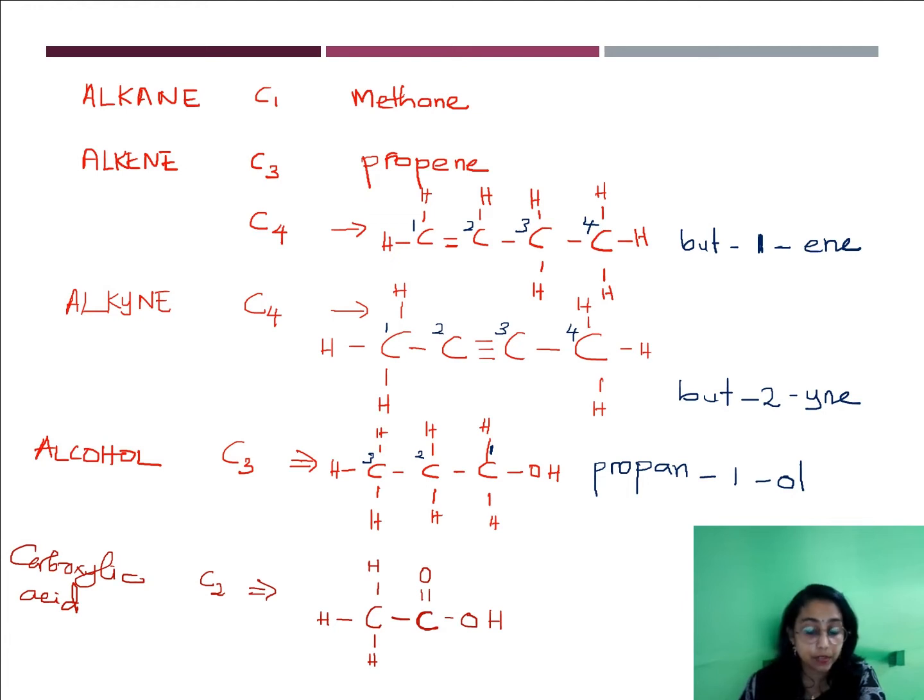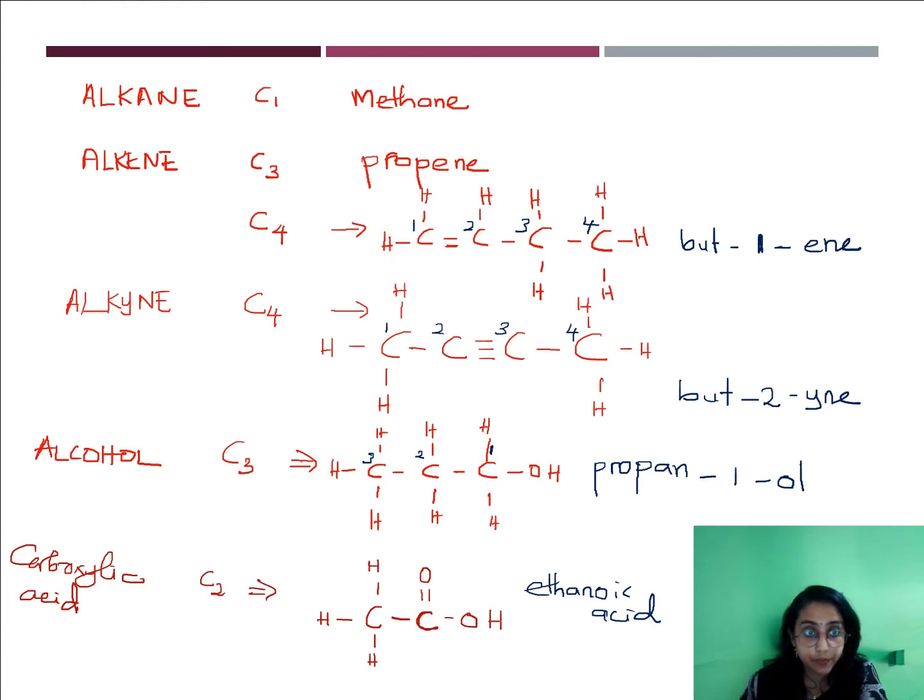So how we go about the name is the same thing. If 2 carbons, the alkane will be ethane, right? So what we do, we take out the E and substitute it with -oic acid. So for carboxylic acid, it is going to be known as ethanoic acid. Okay, so this is the naming of the compounds for alkene, alkyne, alcohol, and carboxylic acid.